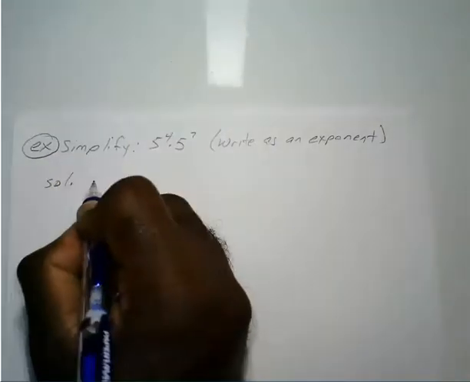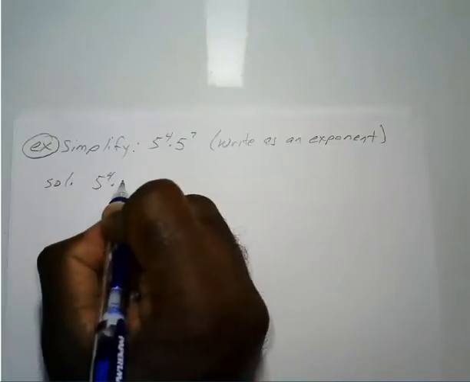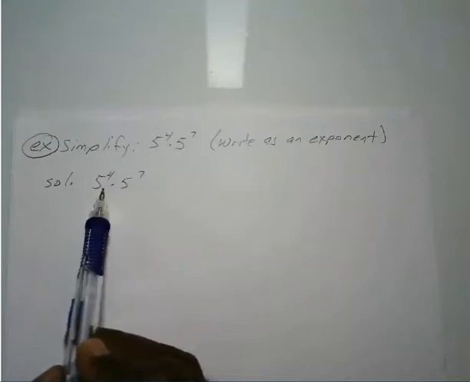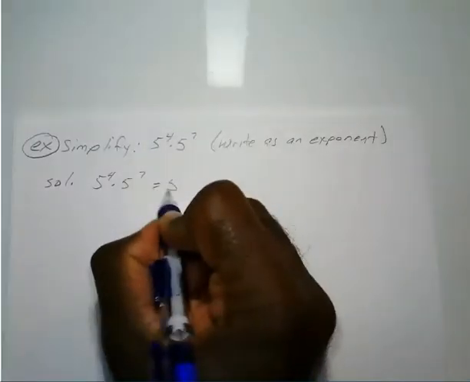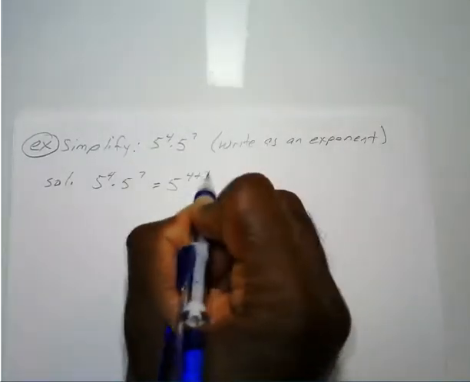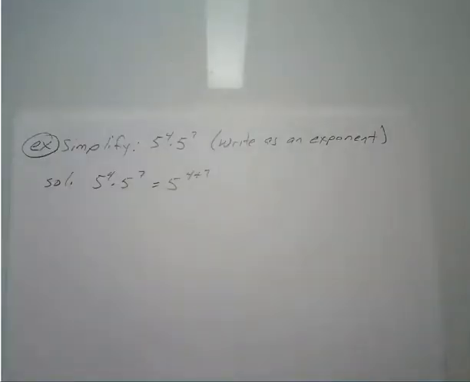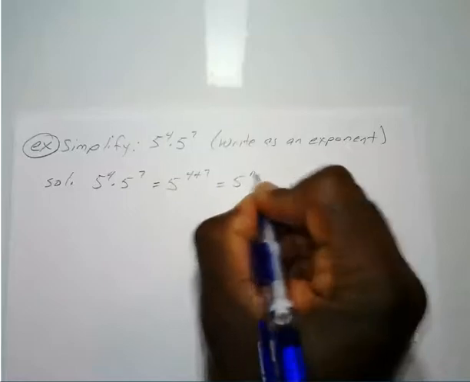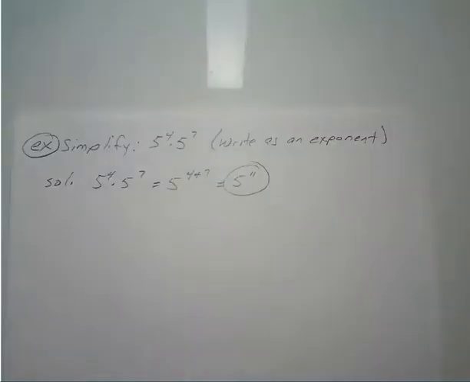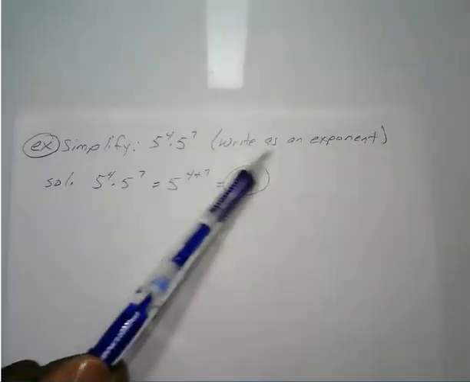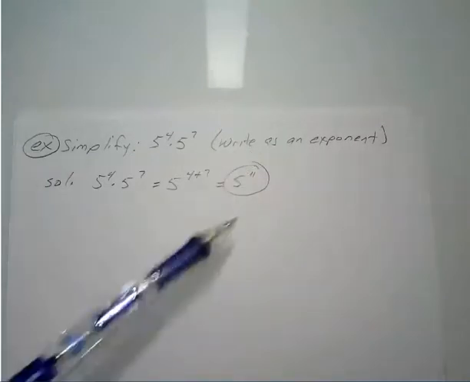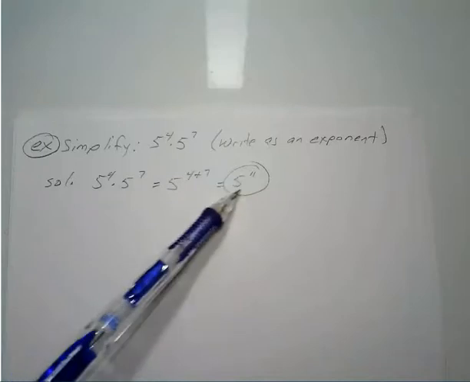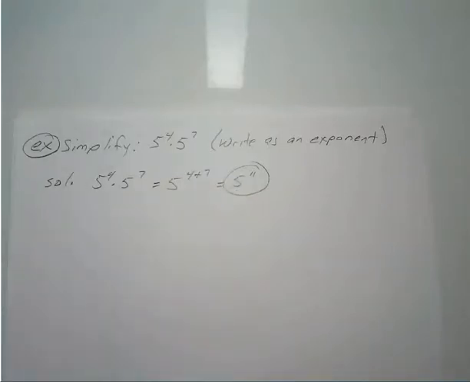Okay, so if we have 5 to the 4th power times 5 to the 7th power, your bases are the same. So that's just 5 to the 4 plus 7, which is 5 to the 11th power. Now the key is writing as an exponent. It means you don't want to have to go 5 times 5 times 5 and do all that 11 times, and have a really humongous answer.